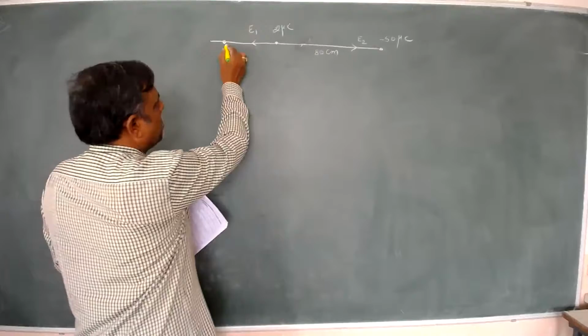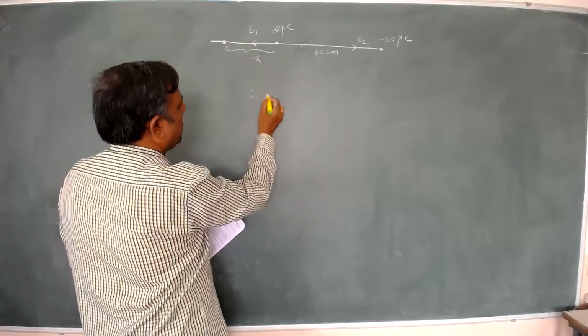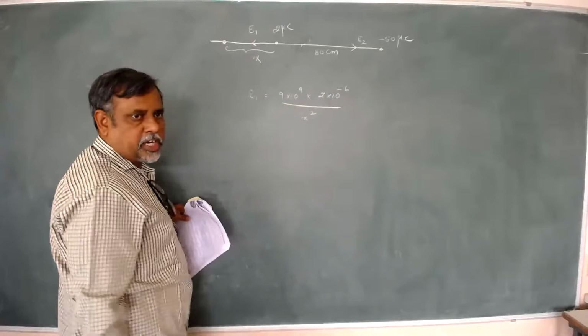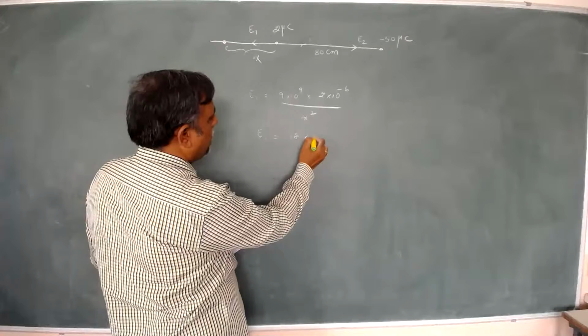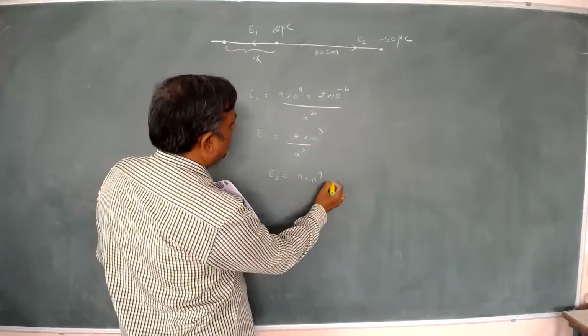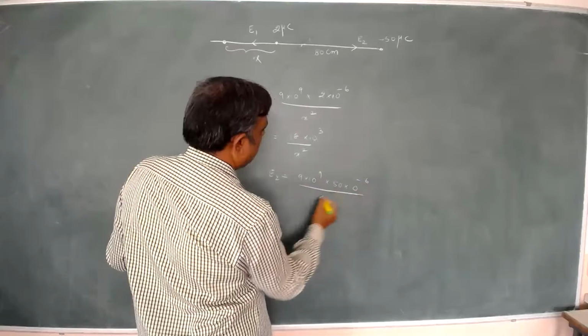Now, how do you write E1? 1 by 4 pi epsilon naught, 9 into 10 power 9, into 2 into 10 power minus 6, divided by x squared. So E1 is equal to 18 into 10 power 3 by x squared. Next, E2 becomes 1 by 4 pi epsilon naught, 9 into 10 power 9, into 50 into 10 power minus 6, divided by x plus 80, that is, x plus 0.8, whole square.